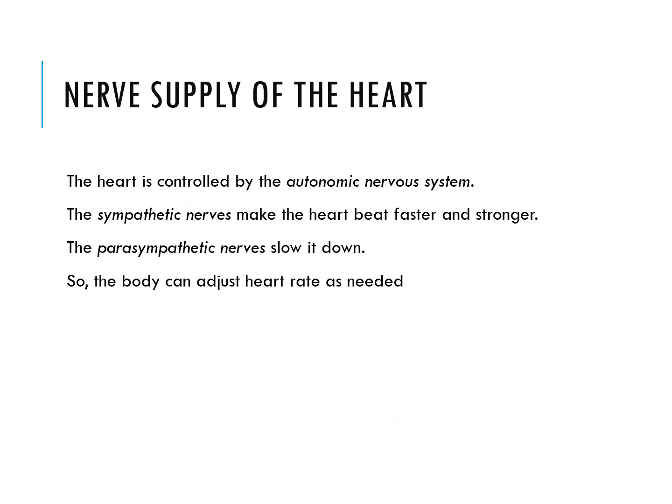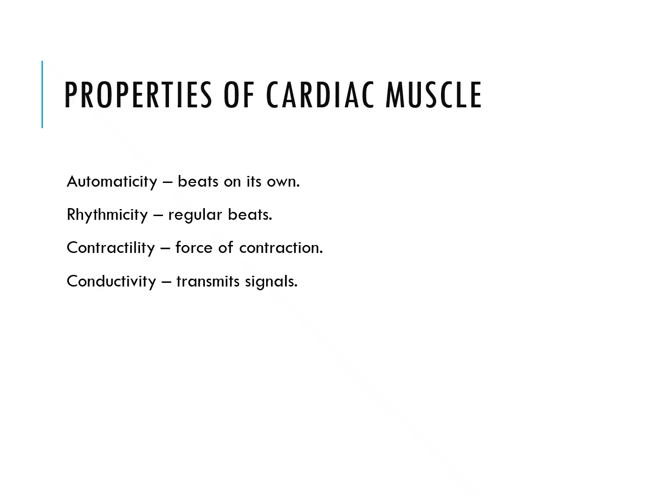The heart is controlled by the autonomic nervous system. The sympathetic nerves increase heart rate and contractility, while the parasympathetic nerves, mainly through the vagus nerve, slow down the heart rate. Now let's proceed to the next slide, the physiological properties of cardiac muscle.